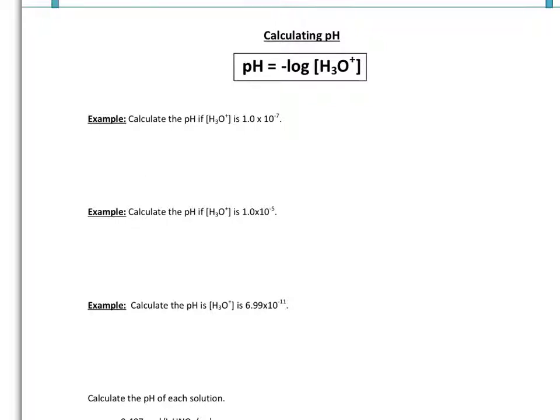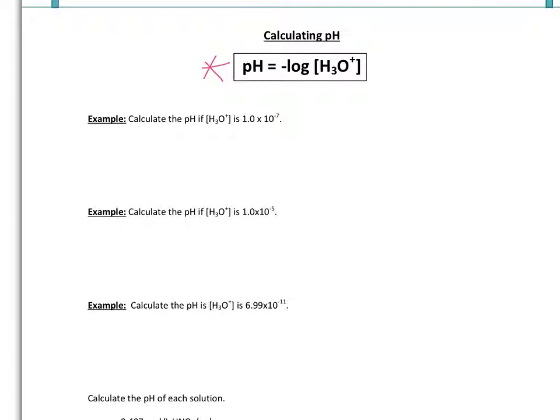Let us now calculate pH using the equation given. pH is equal to negative log of the hydronium ion concentration. Note, for Chemistry 3202, this formula is given on your data table. To practice using this equation, let's go through several examples.